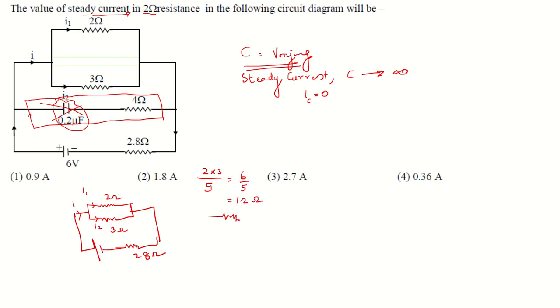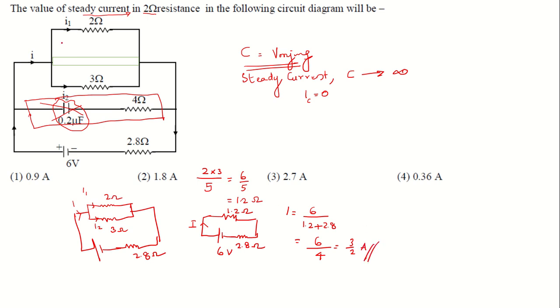So the circuit reduces to that 1.2 ohm, which is in series with another resistance 2.8 ohm, connected to a cell with an EMF given as 6 volt. And hence it is so easy to find the total current flowing through it. So I is equal to the EMF divided by the total resistance, 1.2 ohm plus 2.8. So that is equal to 6 divided by 4, which is equal to 3 by 2 ampere. So that is the total current flowing through it.